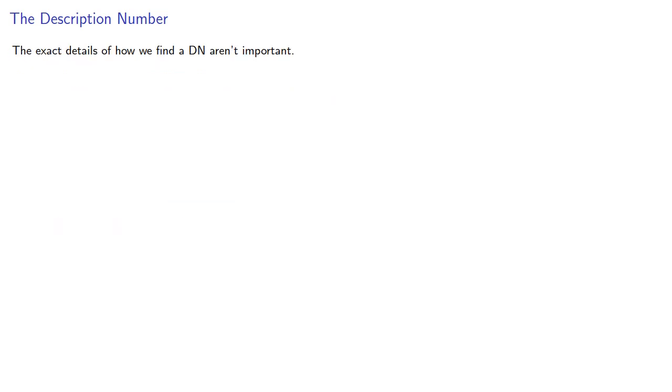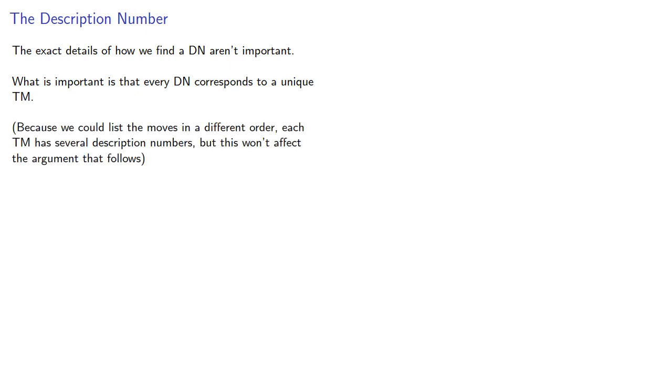Now, the exact details of how we find a description number aren't important. The encoding, how we assign the moves, and so on. What is important is that every description number corresponds to a unique Turing machine. Now, because we could list the moves in a different order, each Turing machine will have several different description numbers, but this won't affect the argument that follows. We'll refer to the Turing machine with description number k as vk.